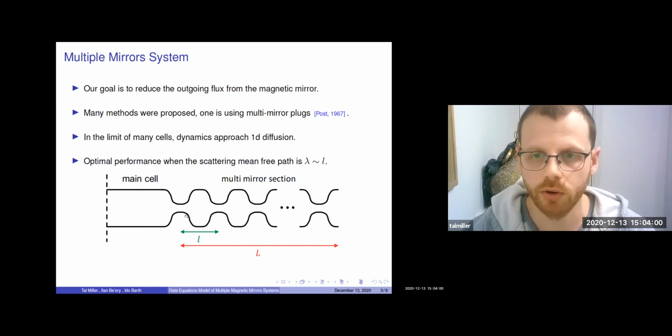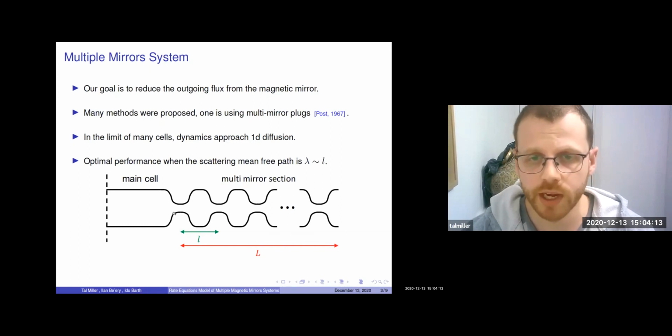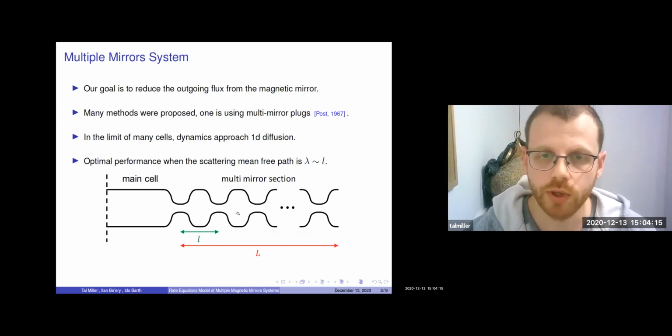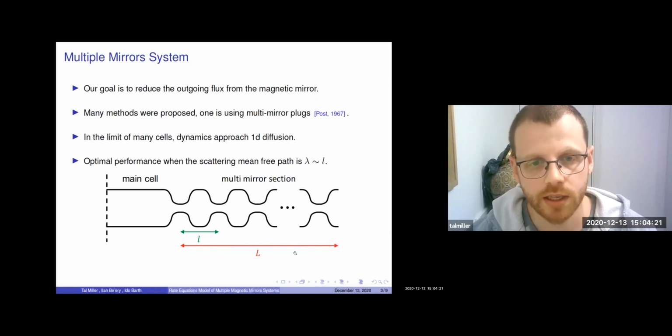So in the multi-mirror approach, we chain together additional magnetic mirrors to form the multi-mirror section. And the way it works is that as ions escape the main cell, they have multiple opportunities to get scattered and get trapped in one of these cells. So in the limit of many cells, the dynamics approach one-dimensional diffusion. And as you add more and more cells, you inhibit the outflow.